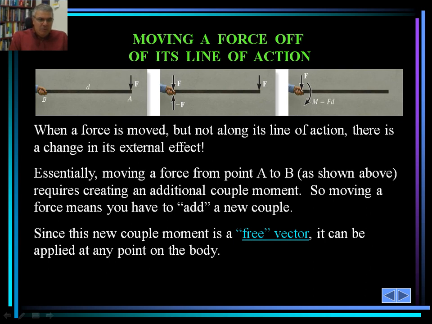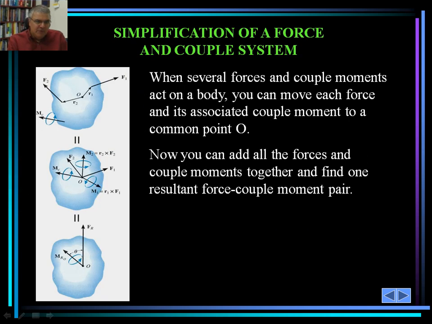So as I've shown you already, when we move this force along the line of action, or if we change the condition of the support, there will be a change in its external effect. We want to make sure that those external effects remain the same if we can find a couple moment, what we call the free vector, which we can apply at any point on this body but which causes equivalent external effects.